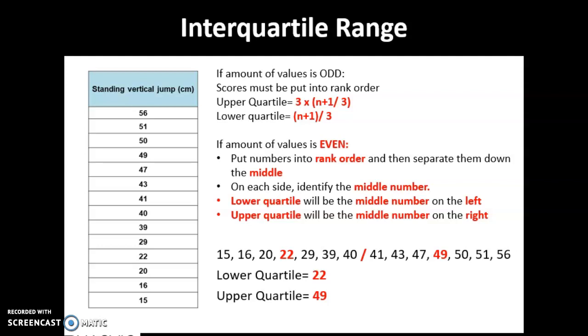If the amount of values is even, put numbers into rank order and then separate them down the middle. On each side, identify the middle number, and then the lower quartile will be the middle number on the left, and the upper quartile will be the middle number on the right, as shown below. For my set of data, the lower quartile was 22 and the upper quartile was 49.